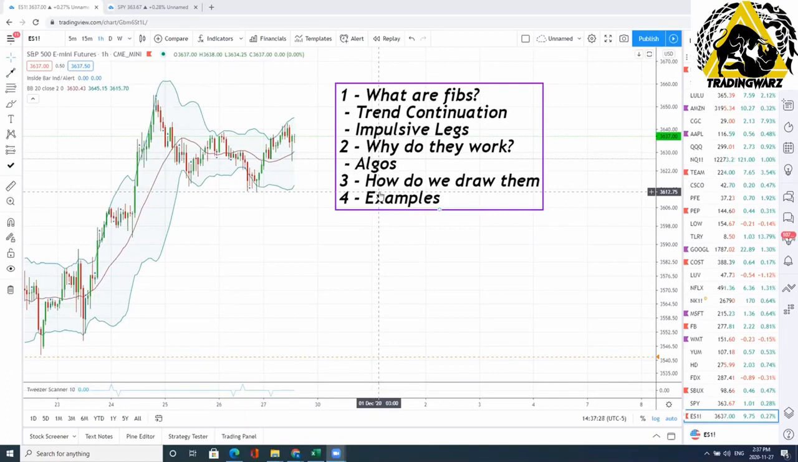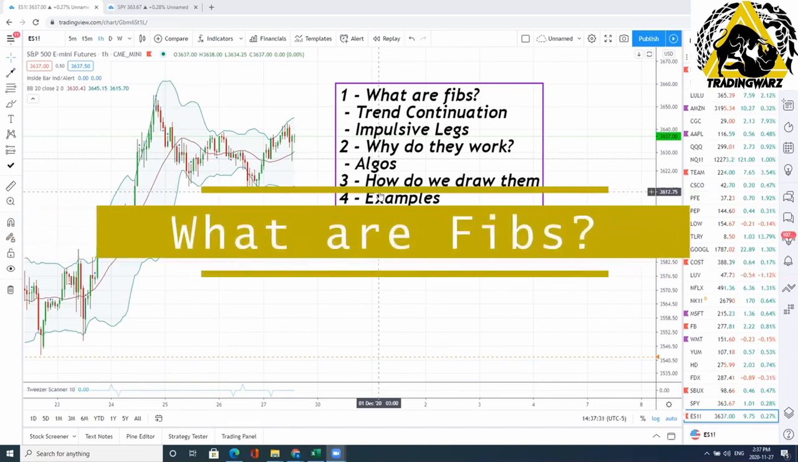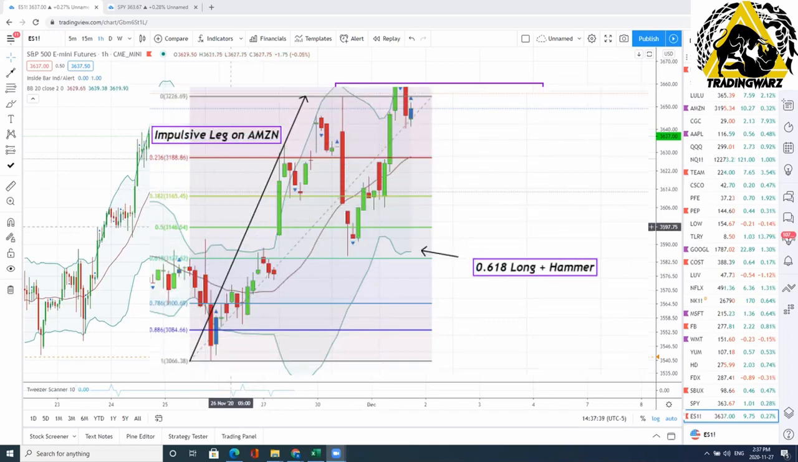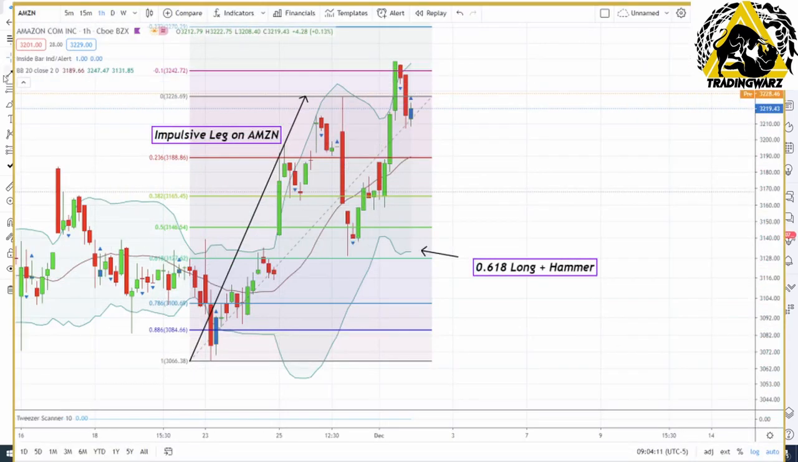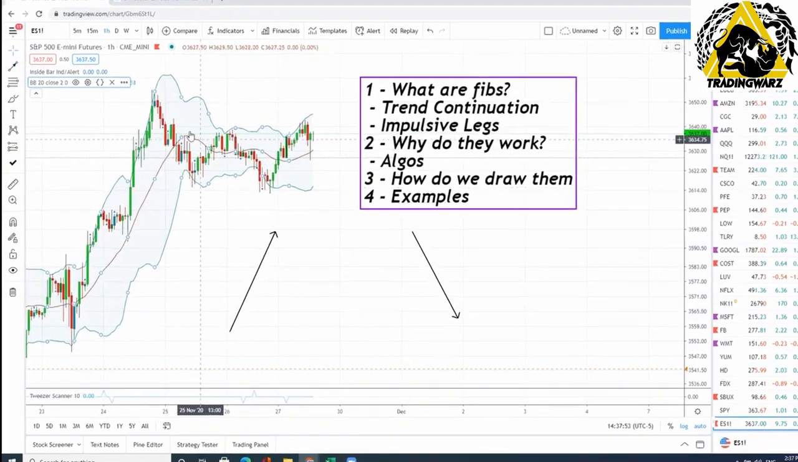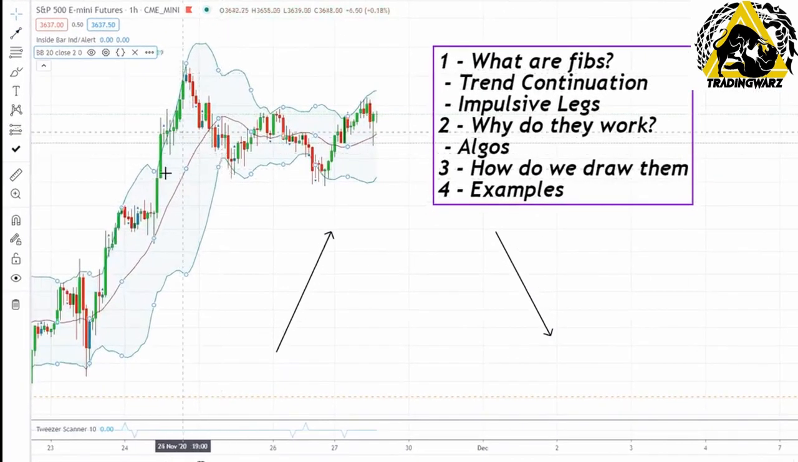All right. So we're going to start off first of all with what are fibs. Fibonacci is retracements of a trend. Every trend must have an impulsive leg. What an impulsive leg means is a push either up or down. We can look at this chart that I have right here and we can say this is an impulsive leg down. We can say this is an impulsive leg up. Impulsive means that it's not in a range, it's not consolidating, it is moving in that direction with force. And we can see this with force here.